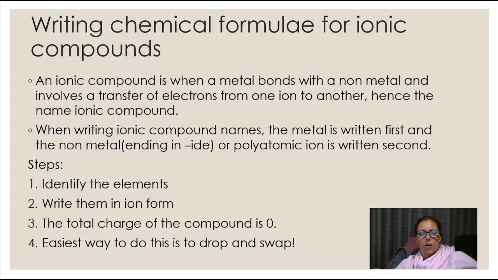So how do we go about writing ionic formula for our compounds? Well, first of all, we need to know what an ionic compound is. An ionic compound is formed when a metal bonds with a non-metal. What's actually happening is there is a transfer of electrons from the metal to the non-metal. When we want to write these names, there's a couple of rules that we need to follow. First of all, the metal's written first. And the non-metal, an ide or a polyatomic ion, is written second. So the first step we have to do is identify the elements that are in the compound. We get that usually from the name. Then write them in ion form.